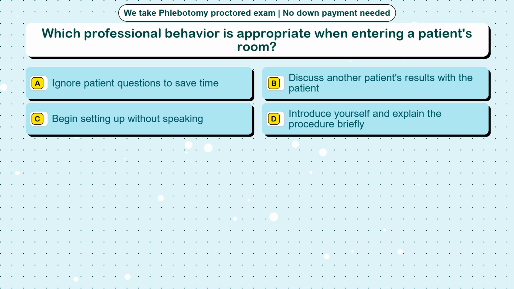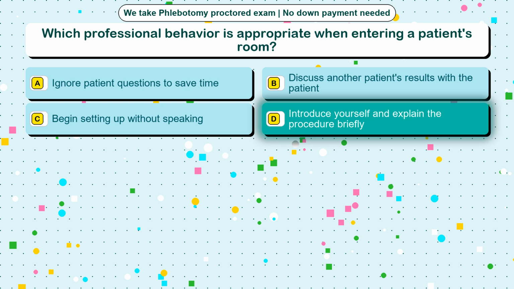Option A, ignore patient questions to save time. Option B, discuss another patient's results with the patient. Option C, begin setting up without speaking. Option D, introduce yourself and explain the procedure briefly. The correct answer is option D, introduce yourself and explain the procedure briefly.